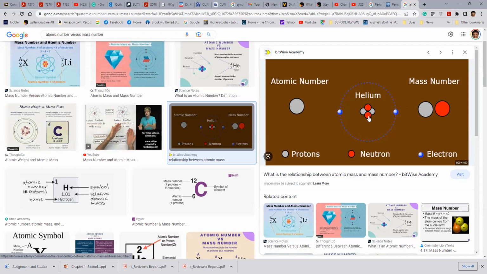So if you see here, there are 2 protons which are positively charged. There are 2 neutrons which are neutral. And there are 2 electrons, negative charge, and 2 protons in the nucleus, positive charge. They balance out each other. So the net charge on an atom is neutral.